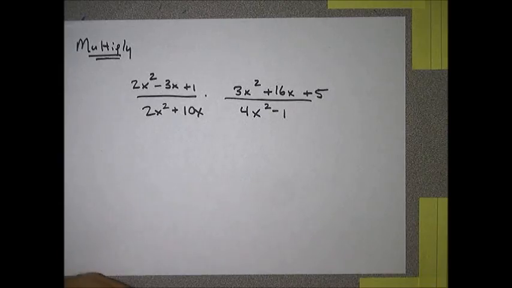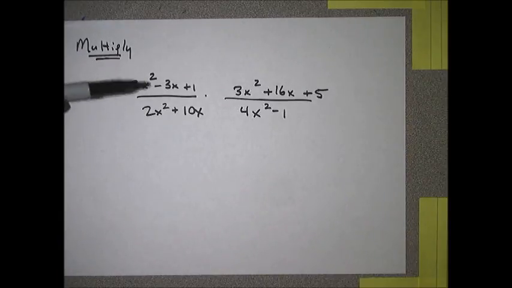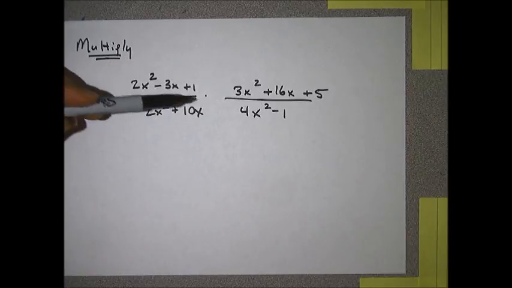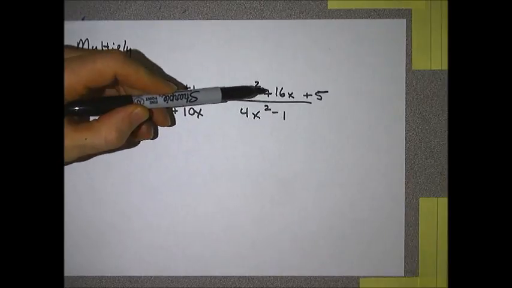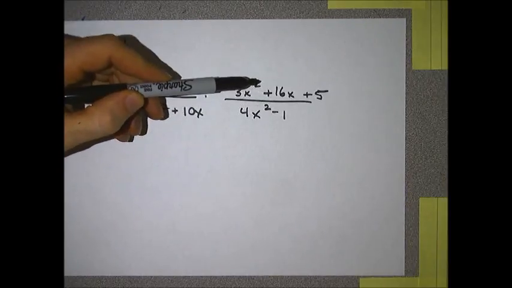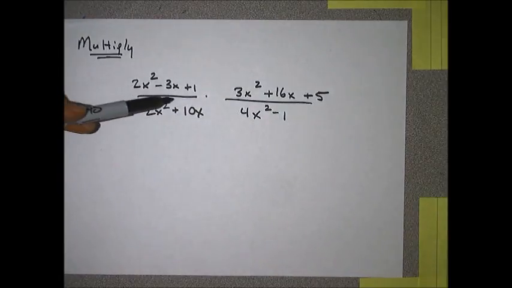Okay, to multiply, you have 4 corners. You want to factor, you want to bridge, you want to cancel. If this was a division problem, division is the same exact thing as multiplication, except if this was a divide in the middle, you would change it to a multiplication and take this second fraction and flip it. So you would have moved the 4x squared minus 1 up top and taken the other one to the bottom. This is not a divide, so you don't need to do that.